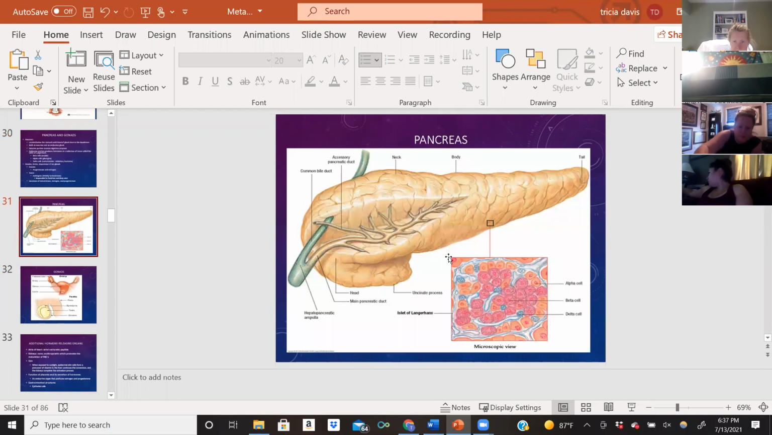So this is your pancreas here. Just one little small portion, all these little areas on here, this is considered that Islet of Langerhans. If you blow it up and you do a microscopic view, you can see in here all the different cells. You have your beta cells, your delta cells, which are the blue ones. The peach colored ones are the alpha cells.